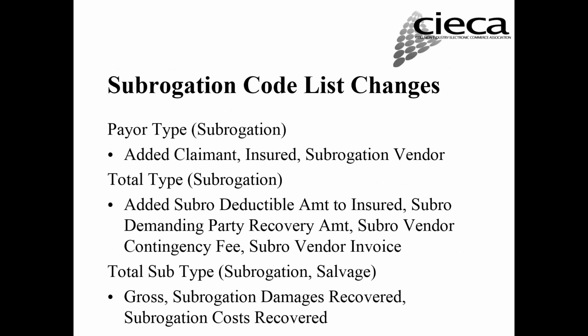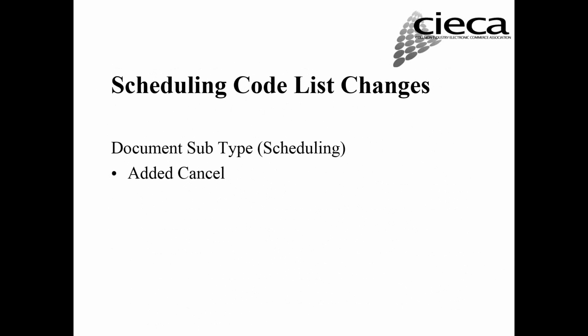To total type, we added subro deductible amount to insured, subro demanding party recovery amount, subro vendor contingency fee, and subro vendor invoice. And getting some of these new codes reminds me of our early days of converting from EDI and EMS to BMS, and talk about whether 2 or 3 capital letters might be enough to describe all of our CIECA codes. As for the total subtype, we've added gross, subrogation damages recovered, and subrogation costs recovered. Scheduling code list changes to document subtype, we've added cancel.